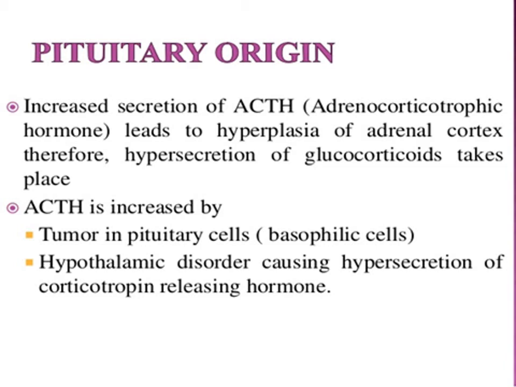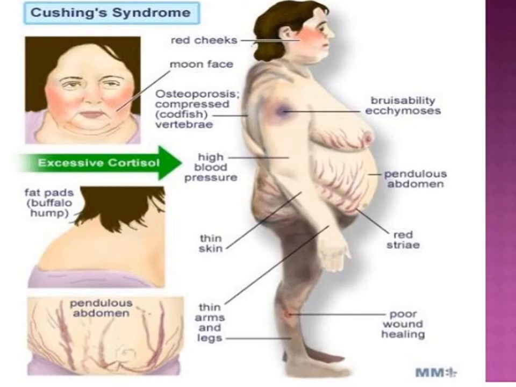Increased secretion of adrenocorticotropin ACTH hormone leads to hyperplasia of the adrenal cortex, as its end organ is the adrenal cortex. When the cells increase in number, they lead to hypersecretion of glucocorticoids. ACTH is increased by tumor of pituitary basophilic cells, in basophilic adenoma. Hypothalamic disorders causing hypersecretion of corticotropin releasing hormone can also be a cause.